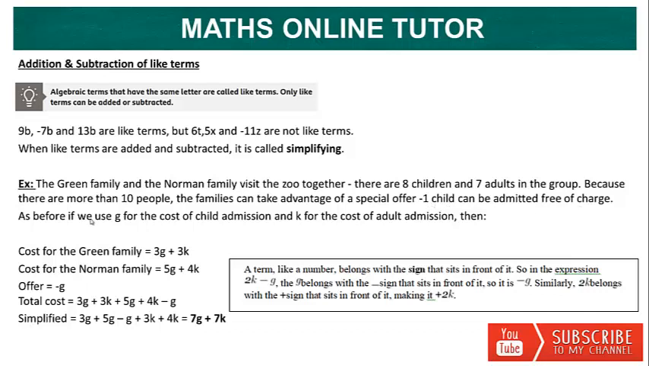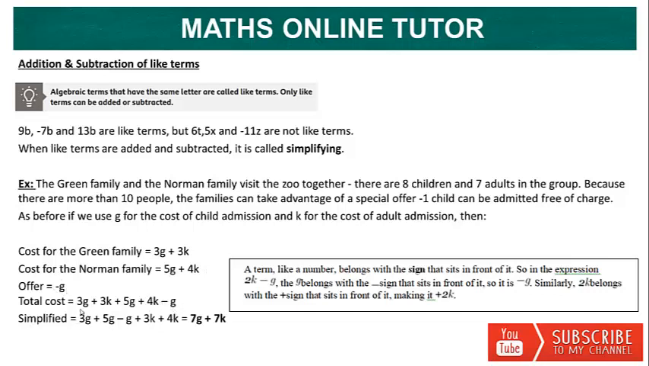As before, if we use G for the cost of child admission and K for the cost of adult admission, then the cost for the Green family would be 3G plus 3K and the cost for the Norman family is 5G plus 4K. Now we can add the total cost for each family together, and we must include the offer of minus G. So the total cost will be 3G plus 3K plus 5G plus 4K and the offer of minus G.